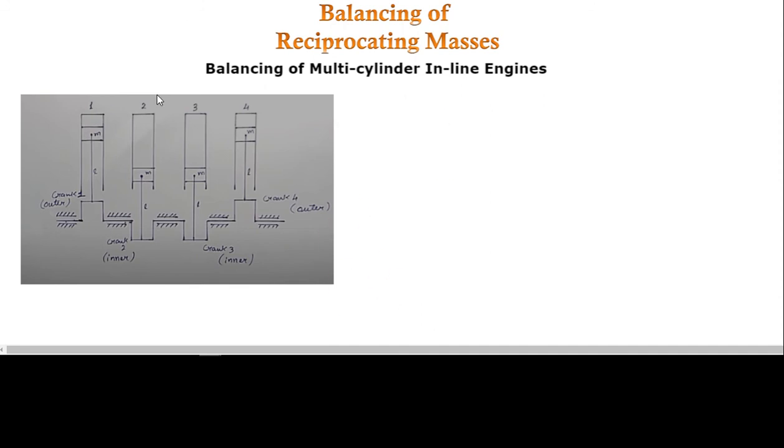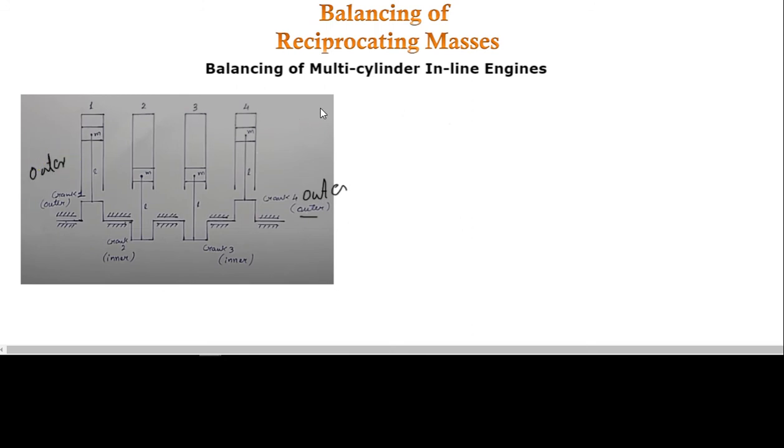And I have drawn a diagram of an inline engine with four cylinders. You may be asked a numerical on six cylinders, five cylinders, four cylinders, or three cylinders. Approach is the same. Here we need to consider, if it is a four cylinder diagram as I have shown, the first and the fourth cylinder, that is the first and the last cylinder, will be outer cylinders. That is written here, outer, and the cranks associated with that will be known as outer cranks. So first and the fourth one in this diagram are outer cranks.